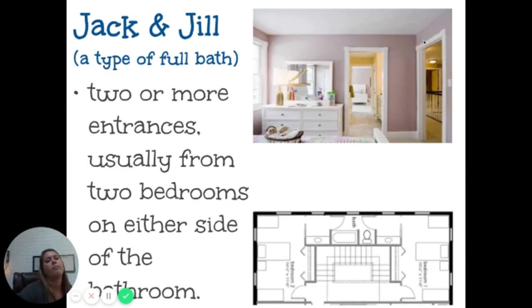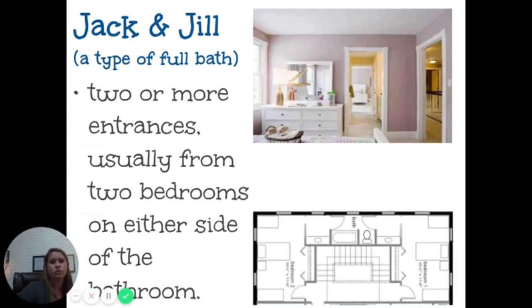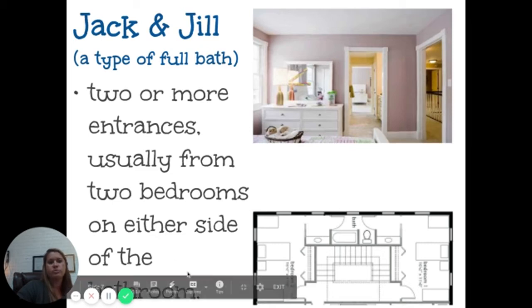Last type of bathroom is a Jack and Jill. That is the type of bathroom that two bedrooms are going to share. It is not open to the hallway. It only opens into those two bedrooms. So two or more entrances, usually from two bedrooms on either side of the bathroom. And it is a type of full bath.